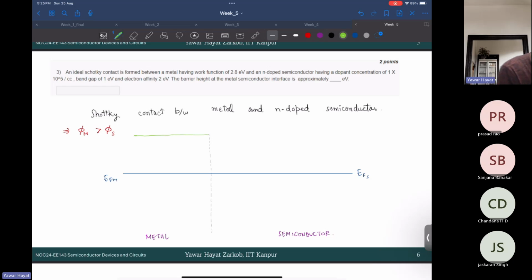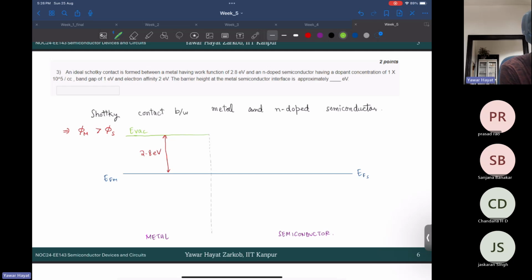Now we know that the work function of the metal is 2.8 electron volt. But what is work function by definition? By definition, it is EVAC minus EFM. How much is the energy difference between the vacuum level and the Fermi level on the metal side? So if this is EVAC, if you compute this, it's given that this is 2.8 electron volt.